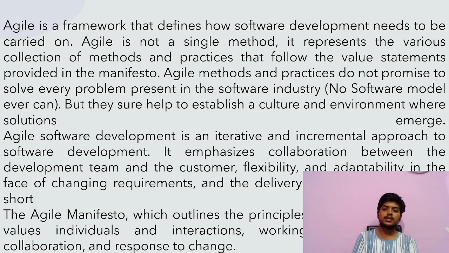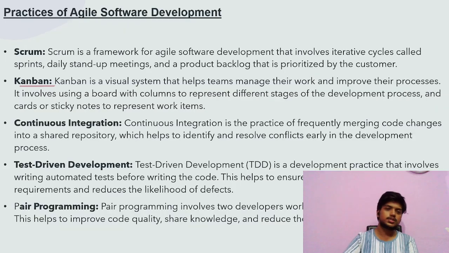Agile software development is an iterative and incremental approach to software development. It emphasizes collaboration between the development team and the customer, and flexibility and adaptability to changing requirements and delivery of work. The Agile Manifesto outlines the principles of agile development, which values individuals and interactions, working software, customer collaboration, and response to change. Next are the practices of agile software development: Scrum, Kanban, continuous integration, test-driven development, as well as pair programming.